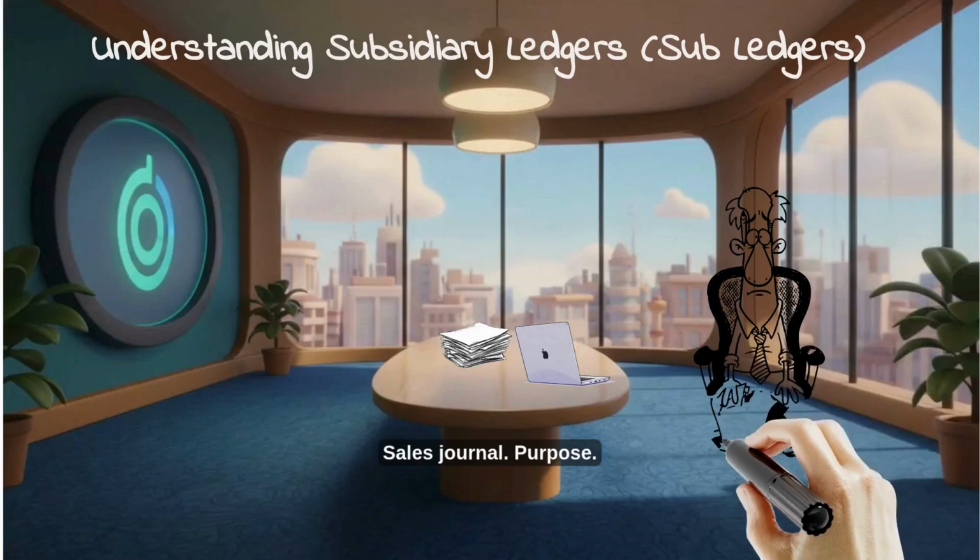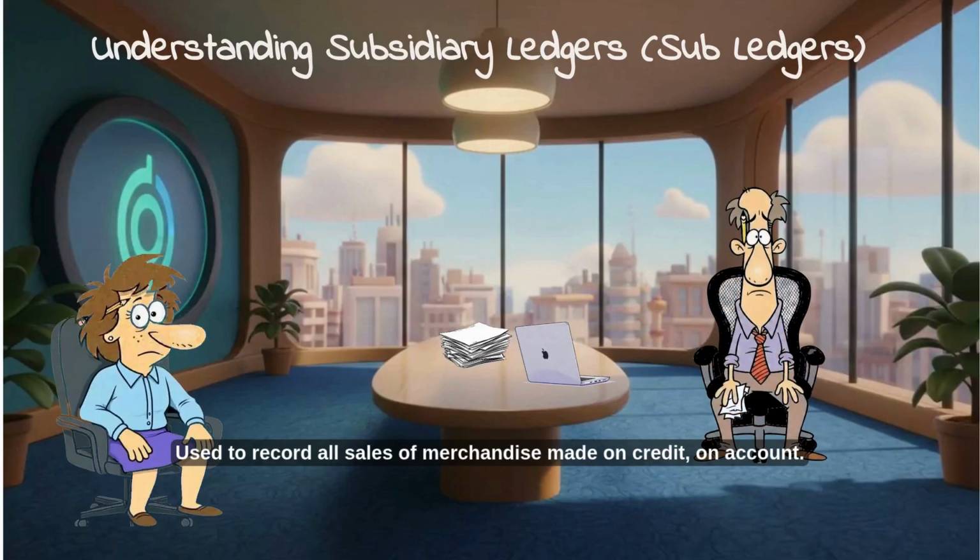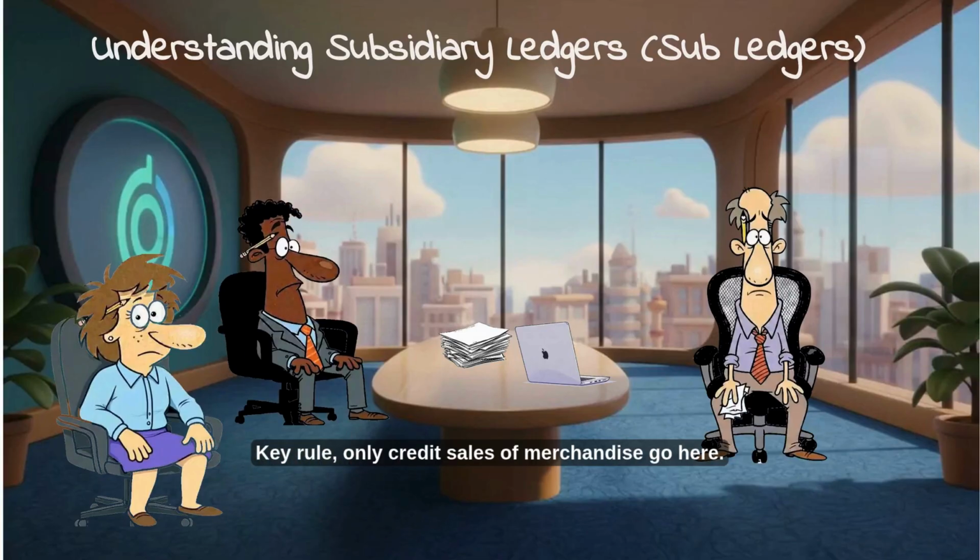Sales journal. Purpose: used to record all sales of merchandise made on credit, on account. Key rule: only credit sales of merchandise go here. Cash sales or the sale of an asset other than merchandise, like selling an old delivery truck, do not belong in this journal. Posting: columns are totaled at the end of the month, and the total is posted as a single debit to accounts receivable and a credit to sales.